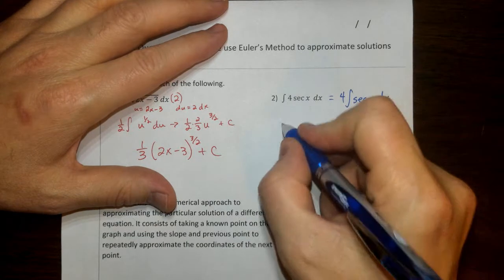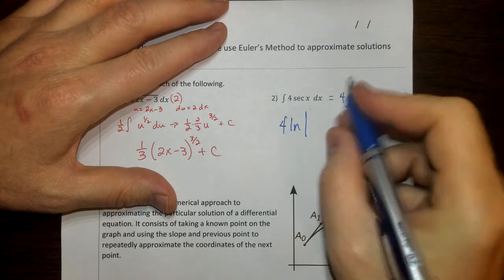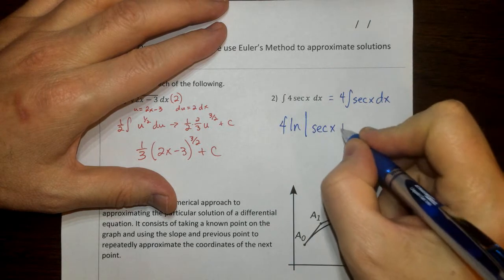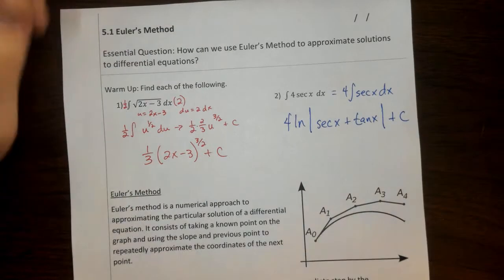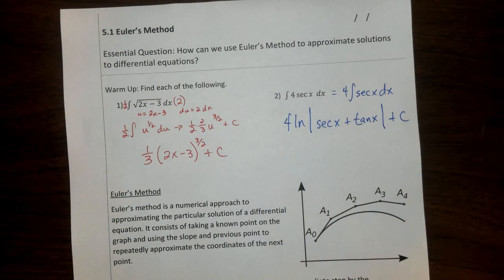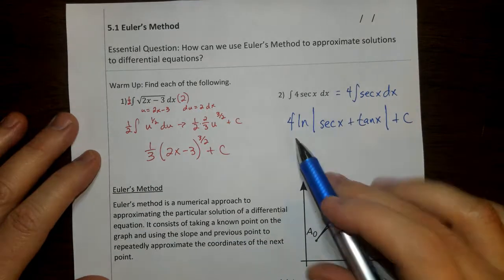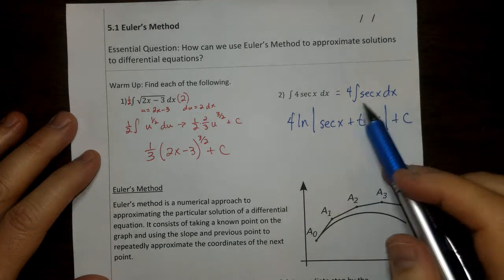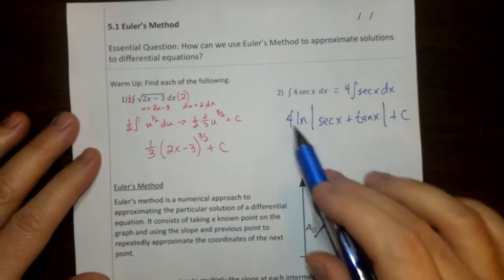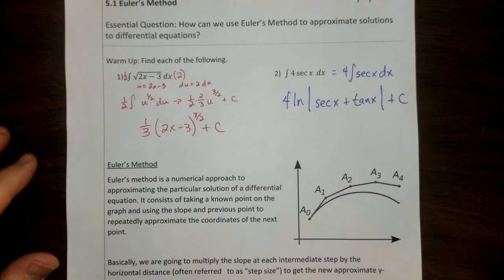But this one is going to come out to 4 times the natural log of the absolute value of secant x plus tangent x, plus a constant. So we still get that secant x tangent x pattern, but the antiderivative of secant x dx is ln absolute value of secant x plus tangent x, plus our constant, and then with our 4 multiplier. All right, so hopefully that was a good start to our topic for today.